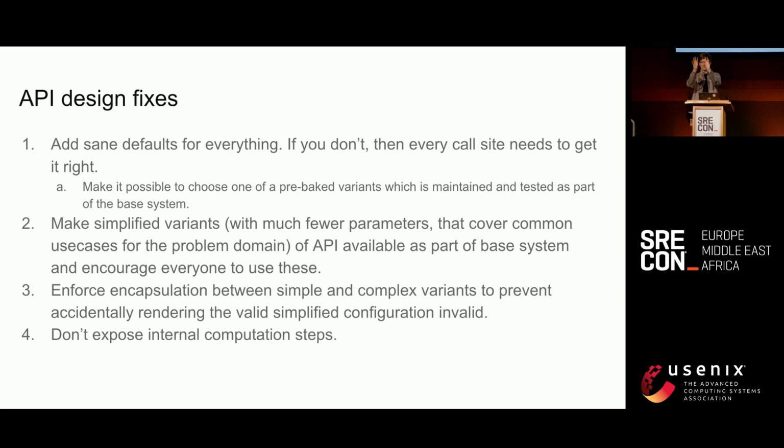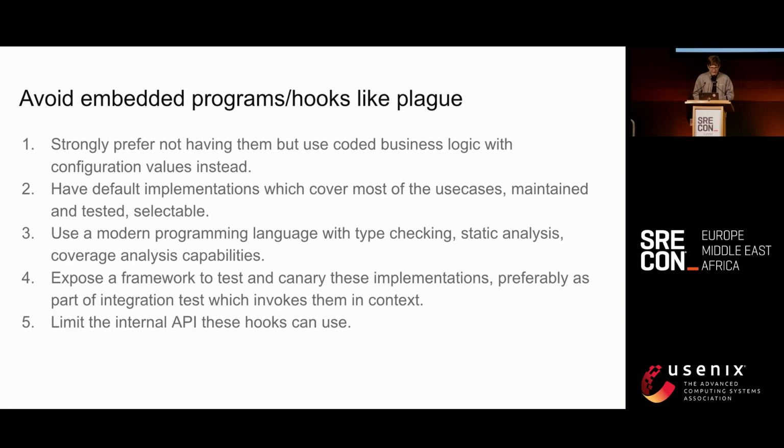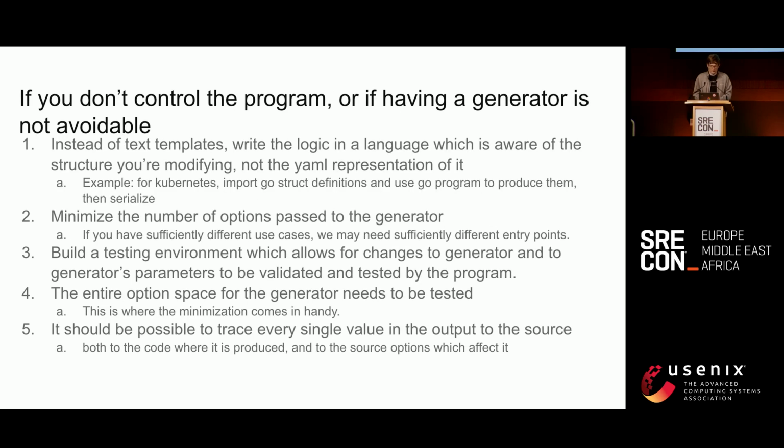If you can specify something high level and then slightly modify it directly in memory, do that. Don't expose internal computation steps. Avoid embedded programs and hooks like the plague. I will skip the slide because it's obvious, you will find it. And if you don't control the program, or a generator is not available, instead of text templates, use something else. Use structured generation of some sort and minimize the number of options. Build a testing environment which allows all changes to be tested, and please test the entire option space. Make sure that you can trace every single output line to the input that it changes.